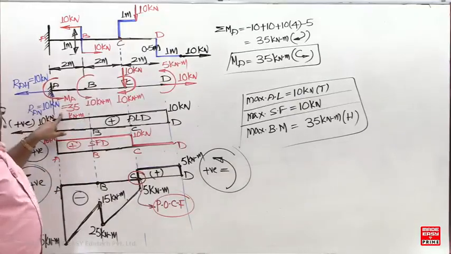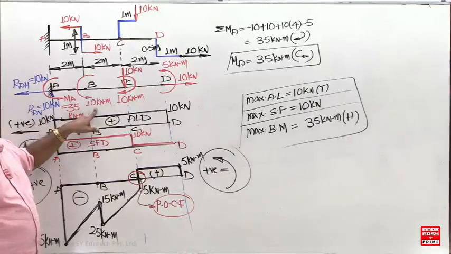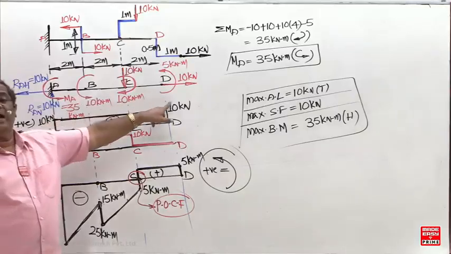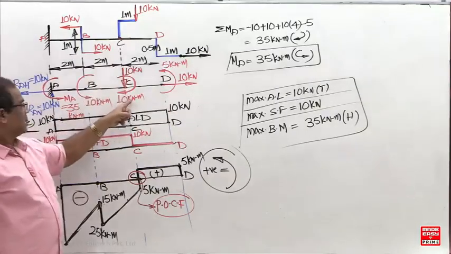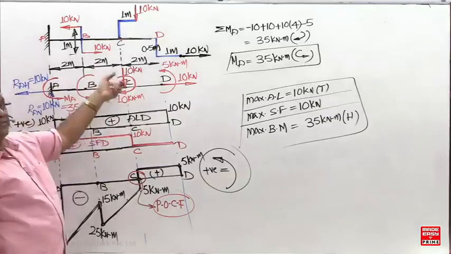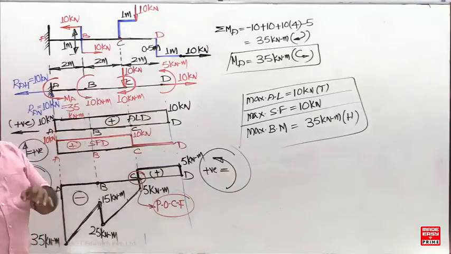This is anti-clockwise. Anti-clockwise how much now? Minus 45. Here also anti-clockwise, minus 50. Clockwise how much? 10 and 10 into 4, 50 clockwise. So sigma M is 0.